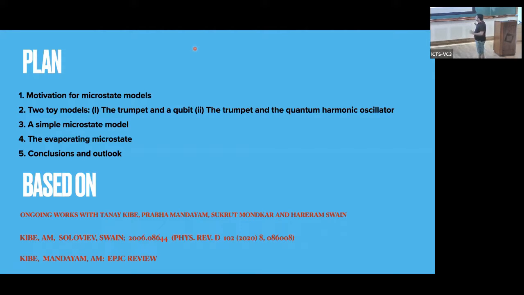And most of the talk will be based on some recent work I'm doing with my student, Tanay, and my colleague, Prabha. I have learned a lot of quantum information theory from her, and my other students, Sukrut and Hariram. One of these works came out about 2 years ago, and we have also written a review, which is now a highlight in EPJC, where we have also reviewed why we need microstate models and some of this black hole information paradox. But the main focus of the review was bulk reconstruction. And so there we have given some perspective on this.